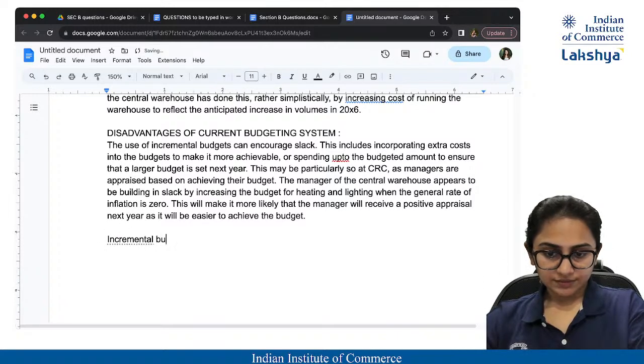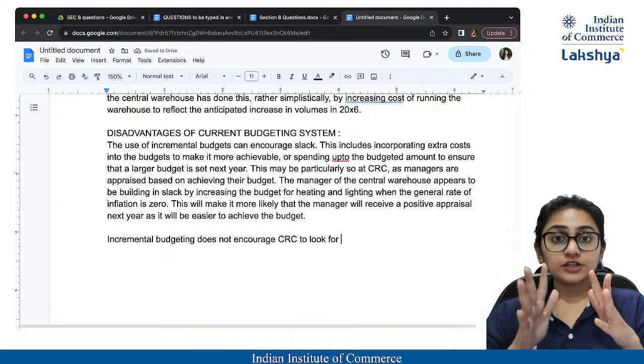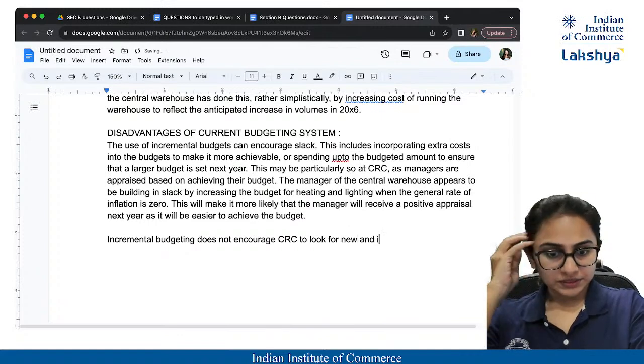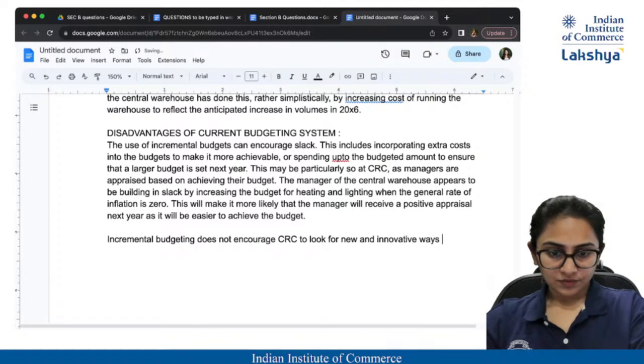Incremental budgeting does not encourage CRC to look for new and innovative ways, because obviously it has a set mindset. As I told you, it doesn't help, it doesn't encourage you to think out of the box. New and innovative ways of doing things.